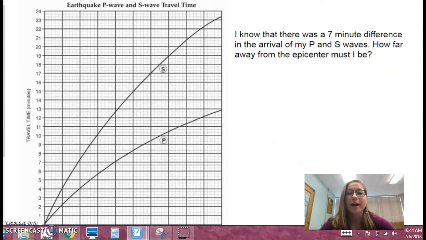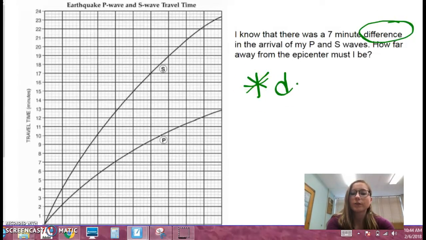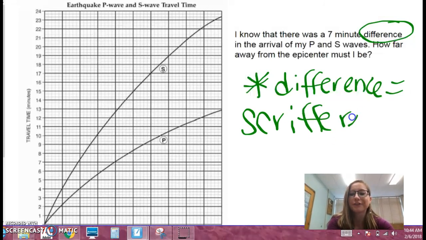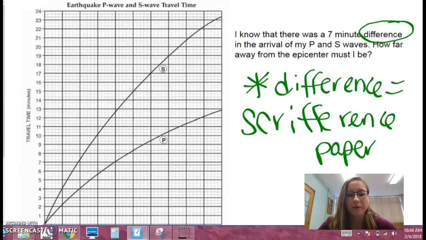Last problem. I know that there was a 7-minute difference in the arrival of my P and my S waves. How far away from the epicenter must I be? This word is going to be huge. When you see the word difference, this is one of Mr. Jansen's tricks, we need scrap paper. You must use scrap paper for problems like this.